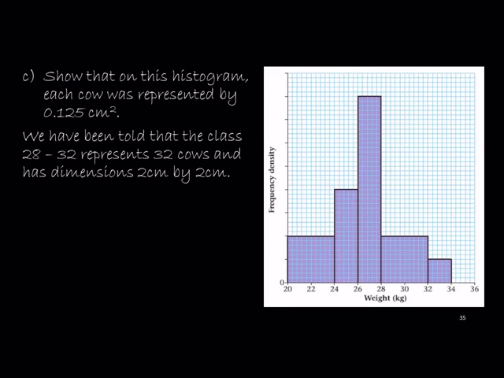So let's do part C. Show that on this histogram, each cow was represented by 0.125 centimetres squared. So we've just said that the class 28 to 32 had a frequency of 32 and had dimensions of 2 by 2, which means we have an area of 4. So if we consider the ratio of area to frequency, because area is proportional to frequency, in this case we had an area of 4 represented a frequency of 32.